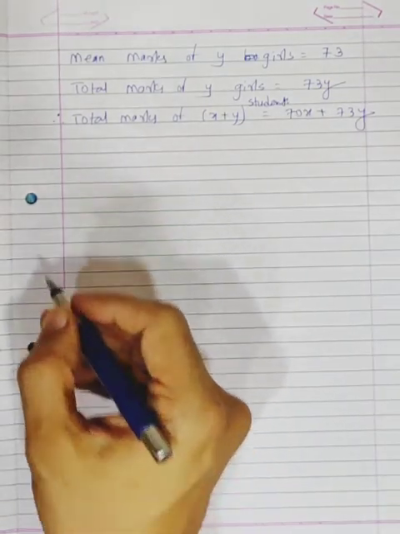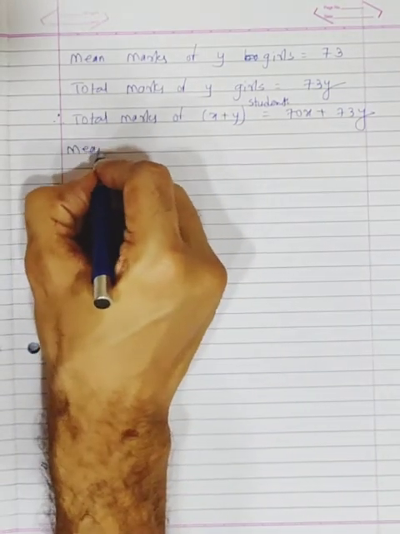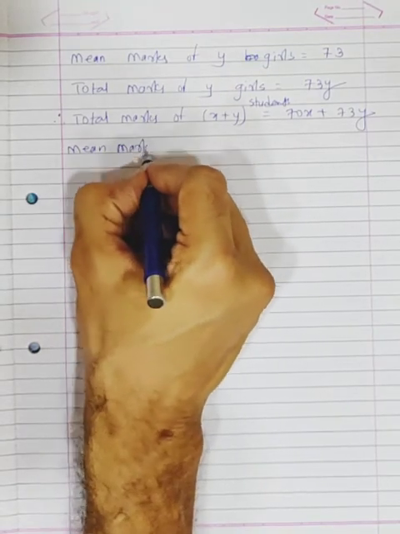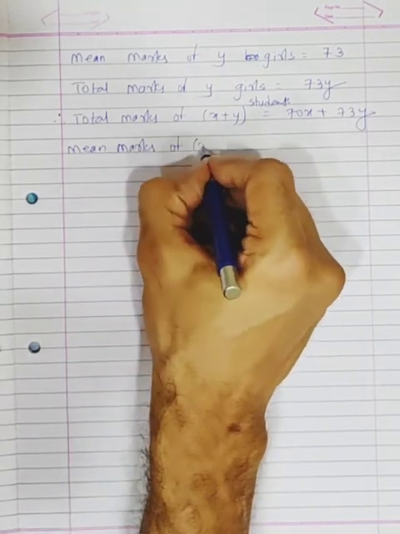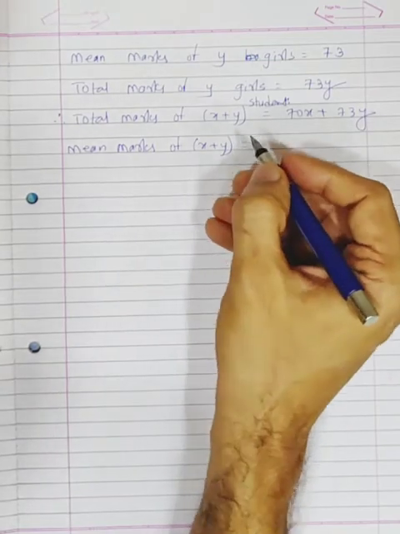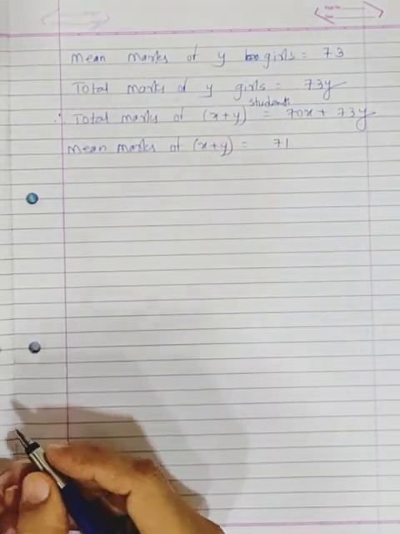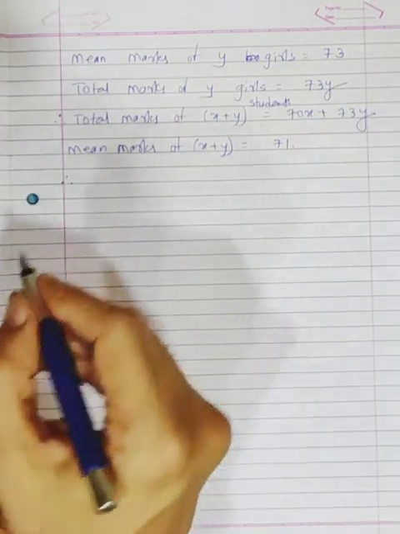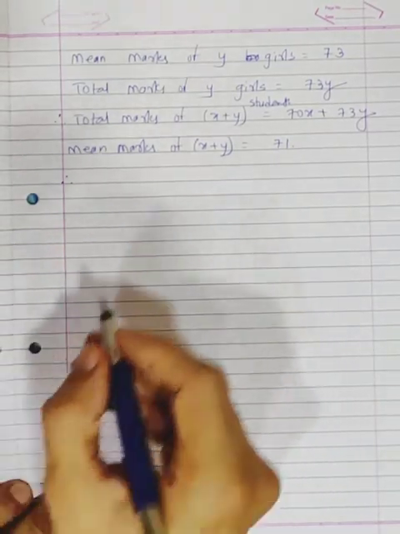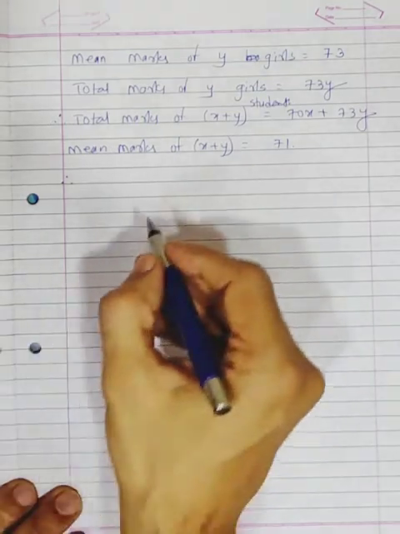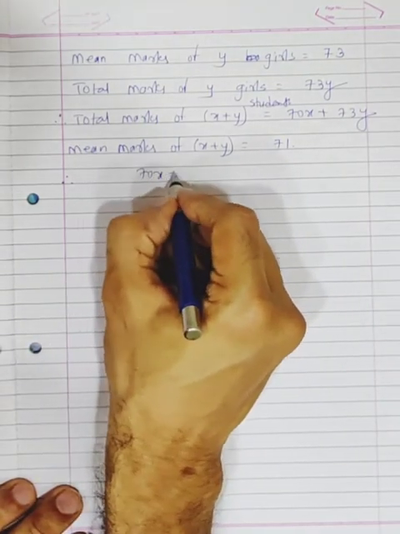But according to the question, mean marks of both of them together, meaning mean marks of X plus Y, is how much? It's given as 71. So therefore, how do you find mean marks of X plus Y? First you take total marks of X plus Y.